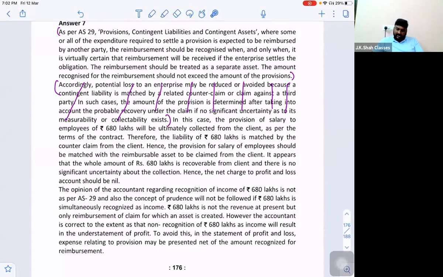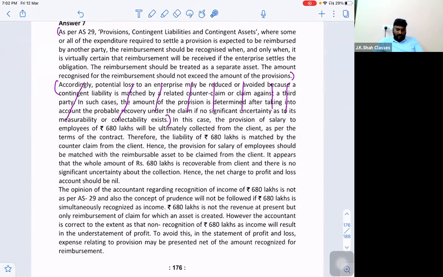In this case, the provision of salary to employees of 680 lakhs will be ultimately collected from the client as per the terms of contract. Therefore, the liability of 680 lakh is matched by the counter claim from the client. Counter claim will be nothing but reimbursements. Hence, the provision for salary of employees should be matched with the reimbursable asset to be claimed from the client.